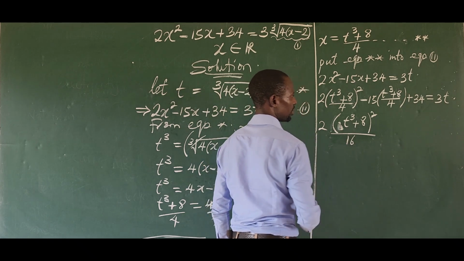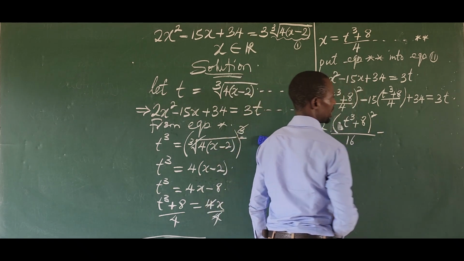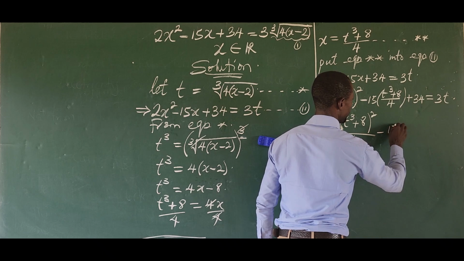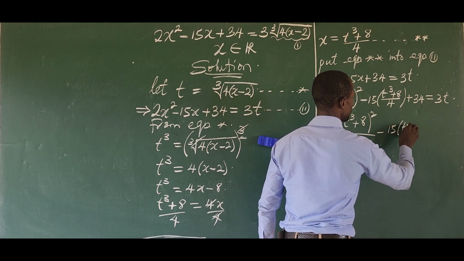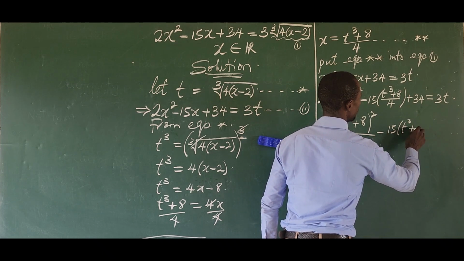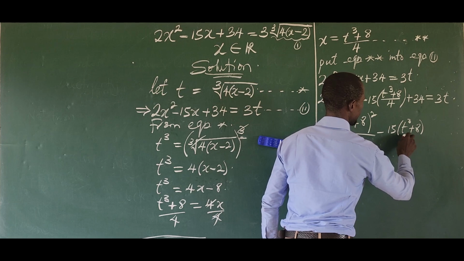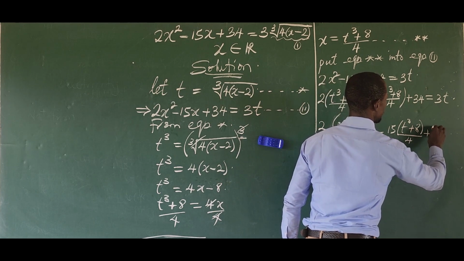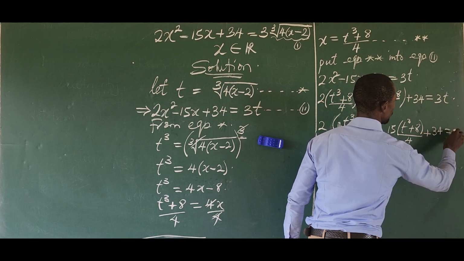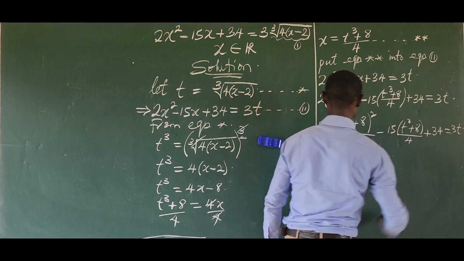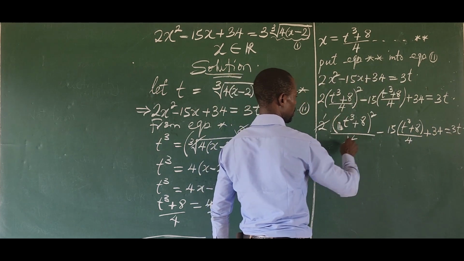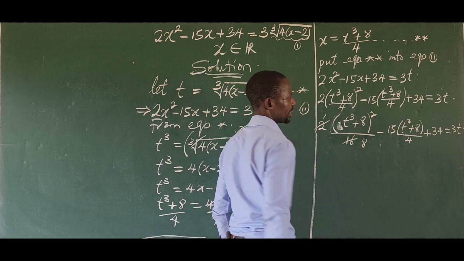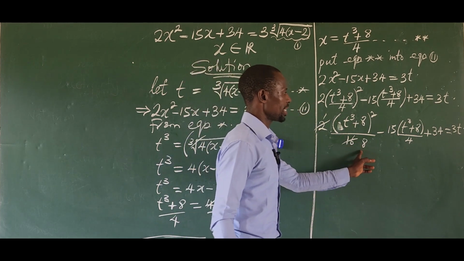So we have this all over 16. Then minus 15 times (t to the power of 3 plus 8) all over 4, plus 34 equal to 3t. So what happened? 2 here, 1, 2 here will give us 8. Now we want to eliminate this 8.